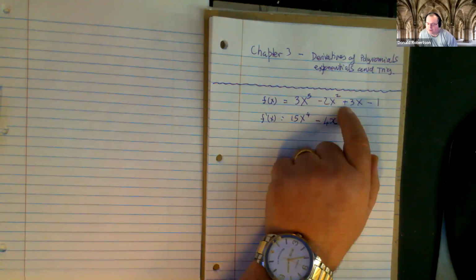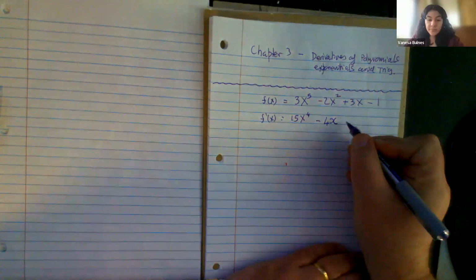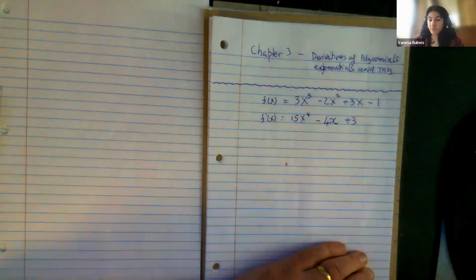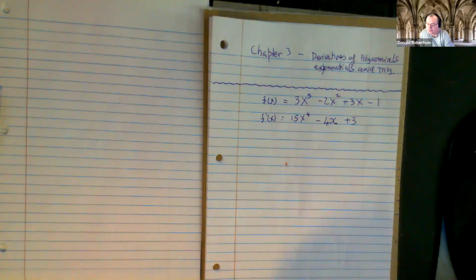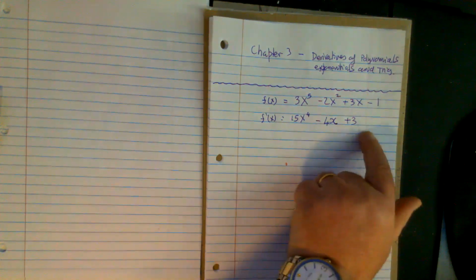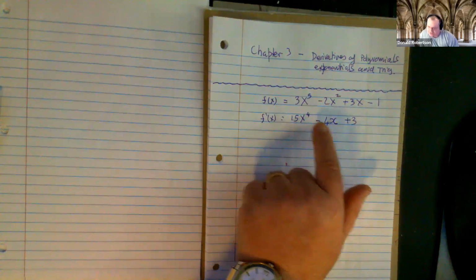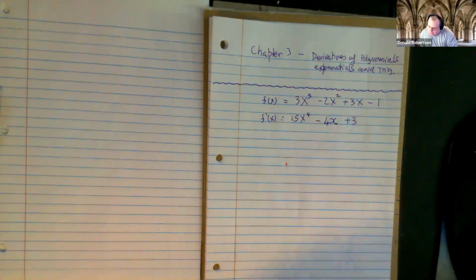What's the rule for things like plus 3x? What do you get if you differentiate plus 3x? 3. Yeah. And what do you get if you differentiate a number like minus 1 or plus 1? 0. So it's a very stable, easy rule for differentiating polynomials, right? Multiply by the power, reduce it by 1. So far, so good.